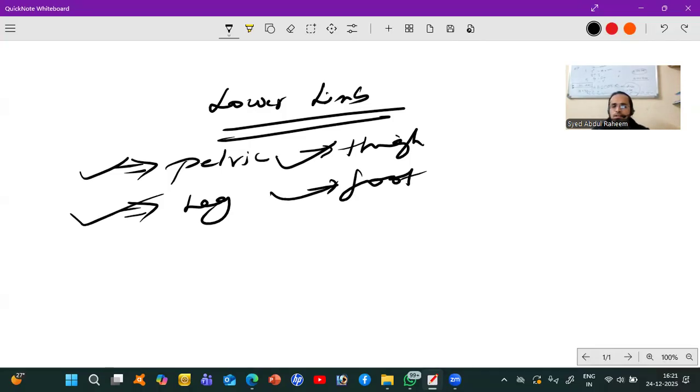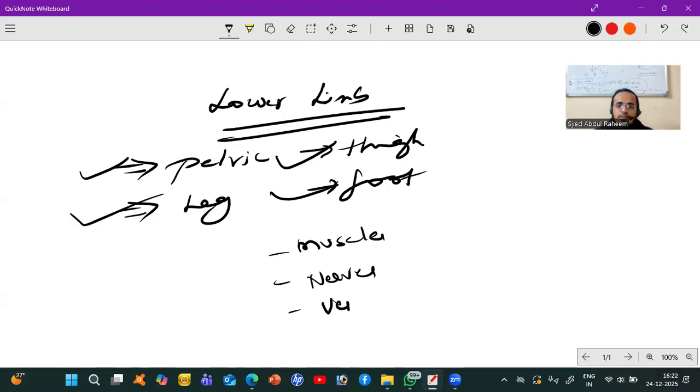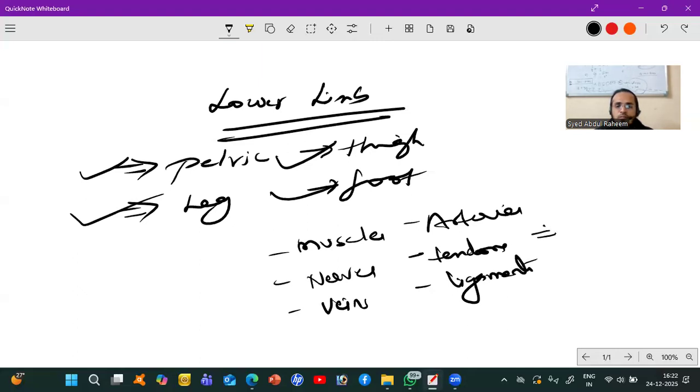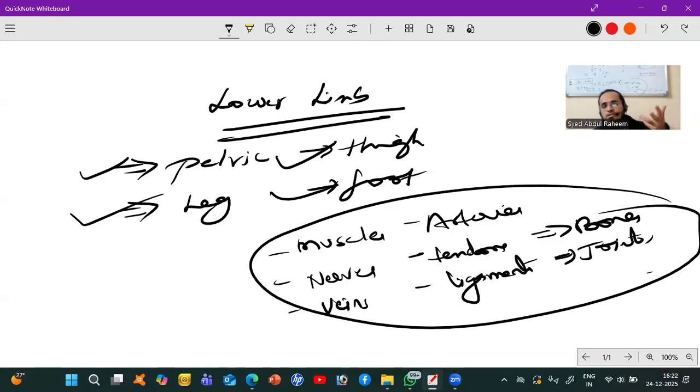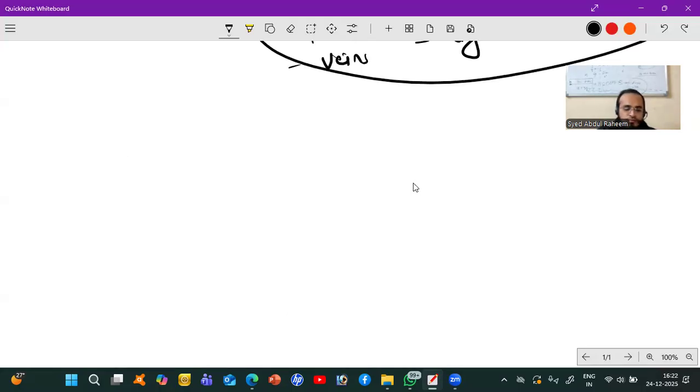Everywhere you will get the muscles, number one, and nerves, veins, arteries, tendons, and ligaments, and bones and joints. We have to study all of this like in the upper limb, how you studied it in detail. We will study it in the lower limb also.